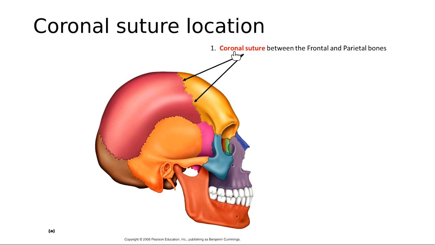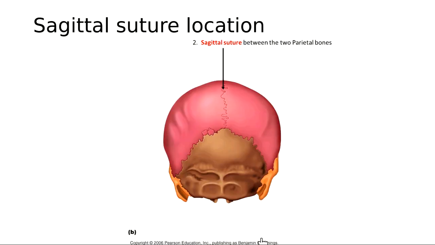The first one is called the coronal suture. It goes across the crown of your head, and that's also like the direction that a coronal plane would go. The coronal suture is between the frontal bone and the 2 parietal bones. The next one is between the 2 parietal bones, right down the middle of your skull, which is why it's called the sagittal suture, right down the middle. And it joins together the 2 parietal bones.